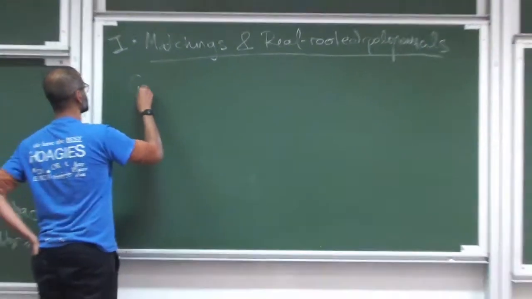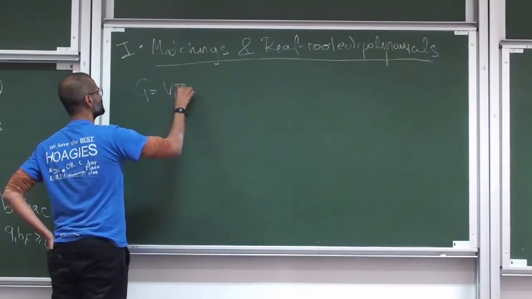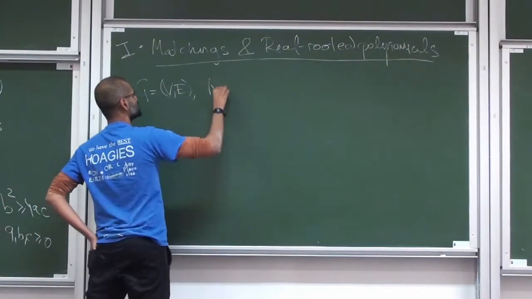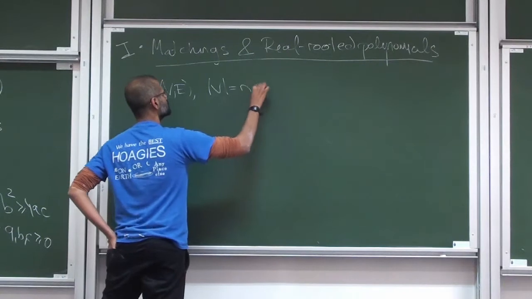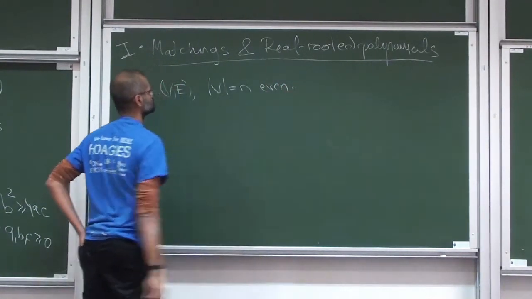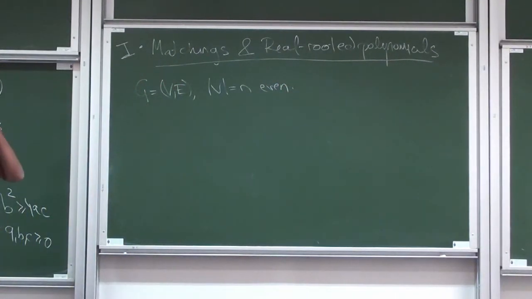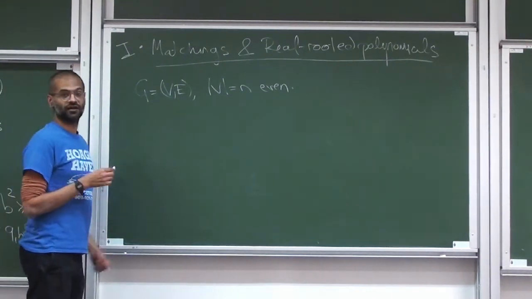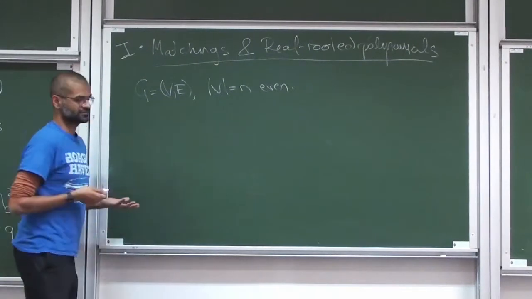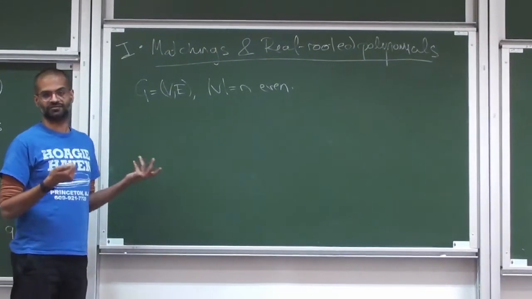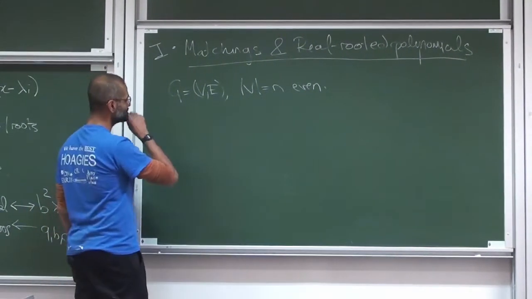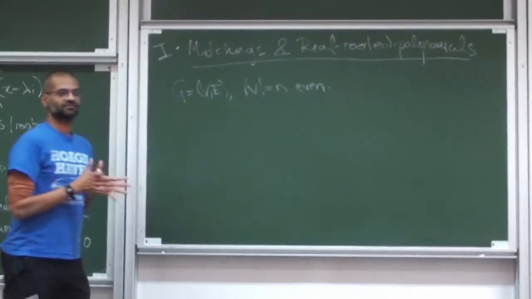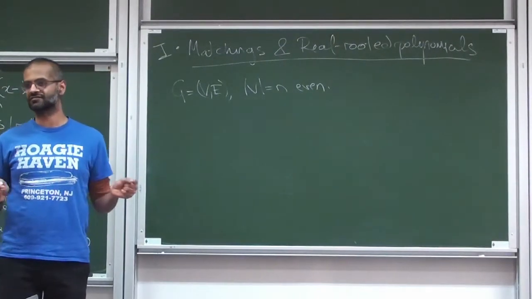So suppose I have a finite graph, and suppose it has an even number of vertices. I want to look at the matchings in this graph. A matching is a set of edges where no two edges share a vertex. What I'm interested in is the numbers of matchings of different sizes.